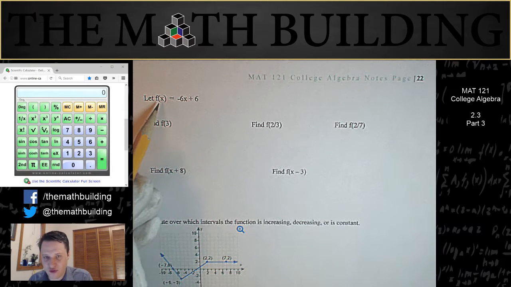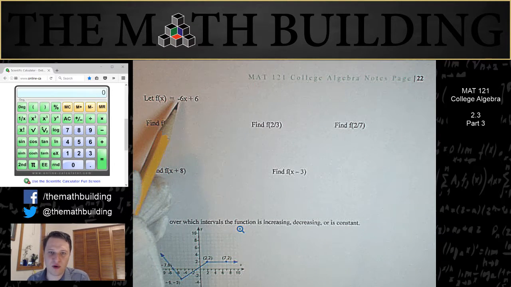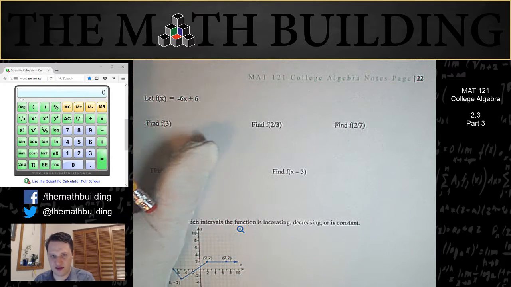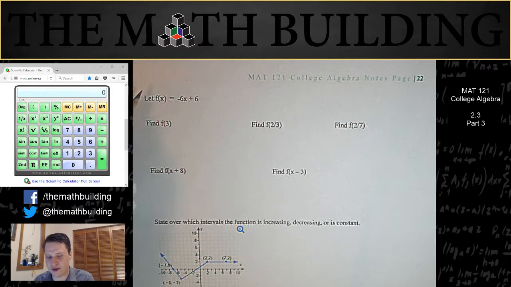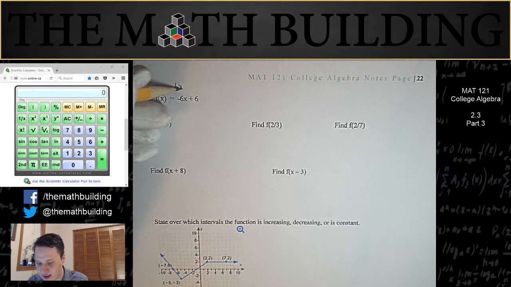Here I've got a function right here, f of x is equal to negative 6x plus 6. And so now it's time to talk about this f of x, because this is the cause of some confusion in algebra. F of x is the name of the function. It's another way of writing y. So we could also write this equation as y equals negative 6x plus 6.